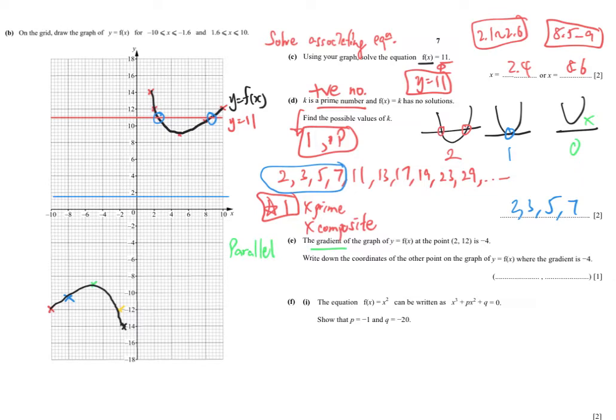Question 3E is about the gradient and the concept of parallel lines. The gradient is just the tangent to the graph. So this whole sentence means that when we draw a tangent to the black curve at the point x equal to 2 and y equal to 12, the slope will be negative 4, like this. The tangent just touches the black curve at 1 point. So this blue line is the tangent with the slope of negative 4.